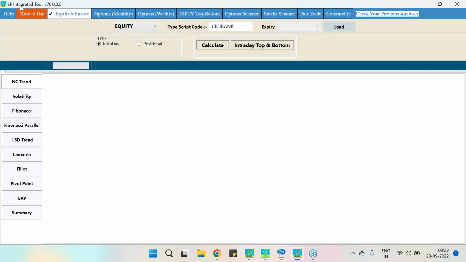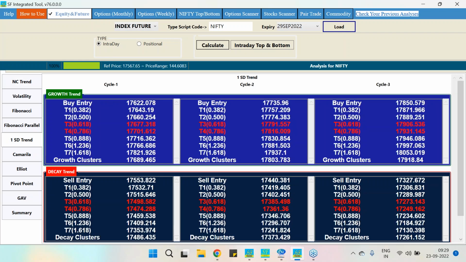As per the Smart IT tool, I am going for the index, and I load the September data, and the analysis happens automatically. It is telling that above 17,622 you have to buy, and below 17,553 you should sell. If you are selling below 17,554, you must hedge it with a call option.